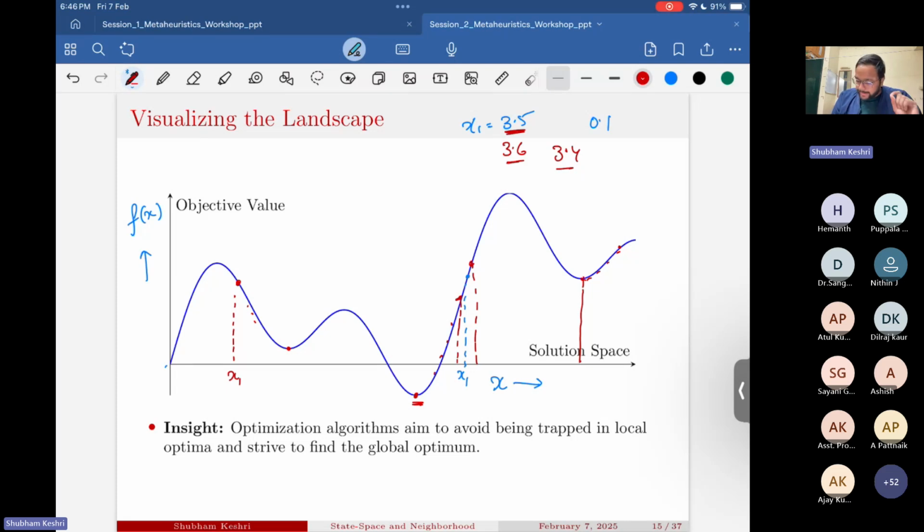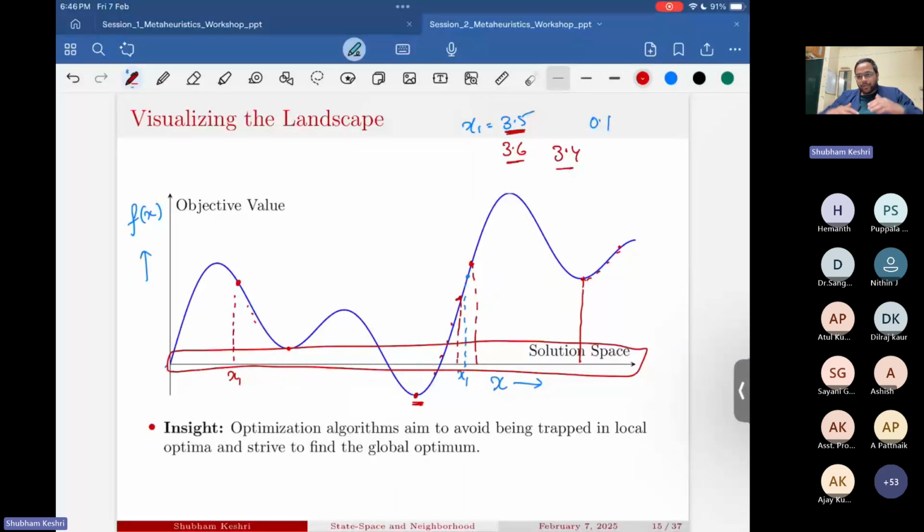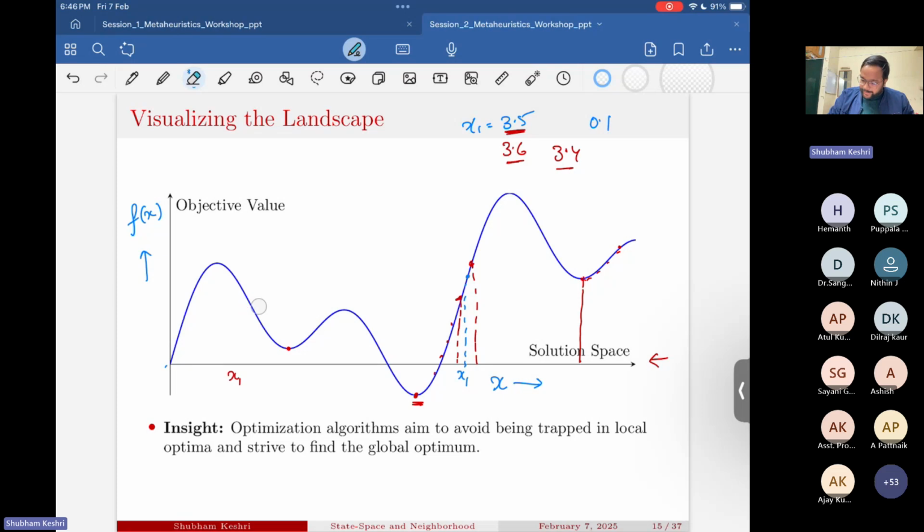The thing to realize is that this function which I have plotted is what is known as the landscape of the problem, the state space landscape. This is the state space, or the solution space, and depending upon it, your landscape takes its form. Why am I focusing on this? You will understand when I move forward. Just realize that this landscape is important.